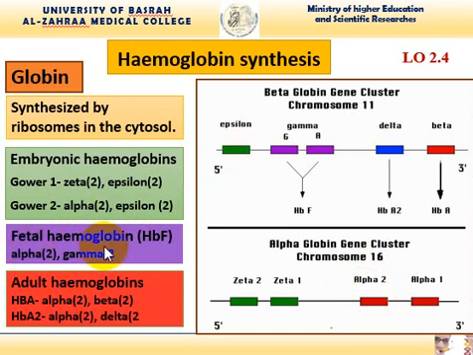Regarding fetal hemoglobin, hemoglobin F, it consists of alpha 2 and gamma 2. Adult hemoglobin is either hemoglobin A1, which is alpha 2 beta 2, or hemoglobin A2, which is alpha 2 delta 2.